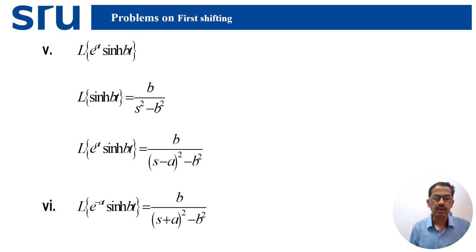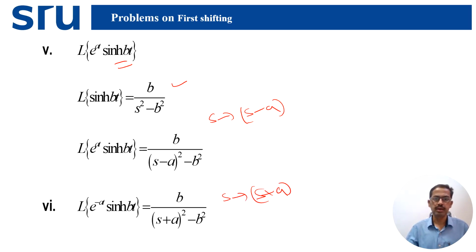Next, hyperbolic functions. Here the Laplace transform of e^(at) into sinh bt. You know the Laplace transform of sinh bt is b by s square minus b square. For e^(at), just replace s by s minus a. So b by (s minus a) whole square minus b square. And for e^(-at) sinh bt, similarly, s is replaced by s plus a.